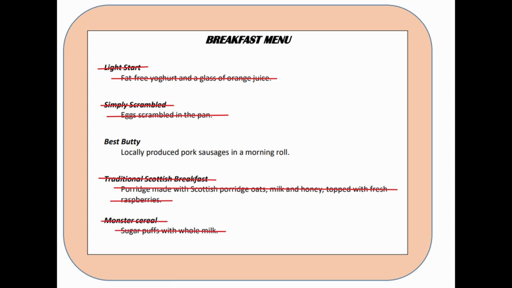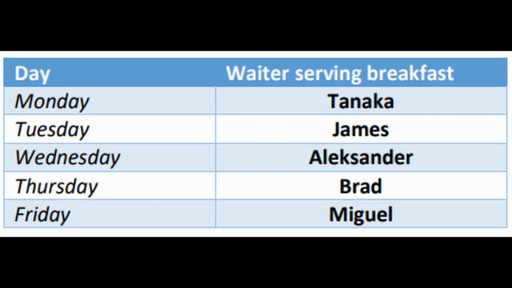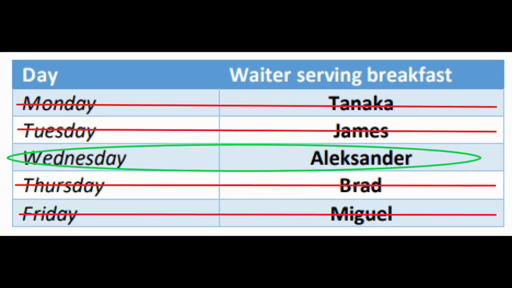And so, by process of elimination, it can be determined that the breakfast that killed Dave Angel was Wednesday's breakfast, the best butty, locally produced pork sausages in a morning roll. This matches our profile, as it contains complex carbohydrates, proteins and fats with no obvious source of vitamin C. Knowing that Dave Angel's breakfast was poisoned on Wednesday, it was possible to identify the waiter on shift that morning. The waiter responsible for poisoning the breakfast of Dave Angel was none other than Alexander.